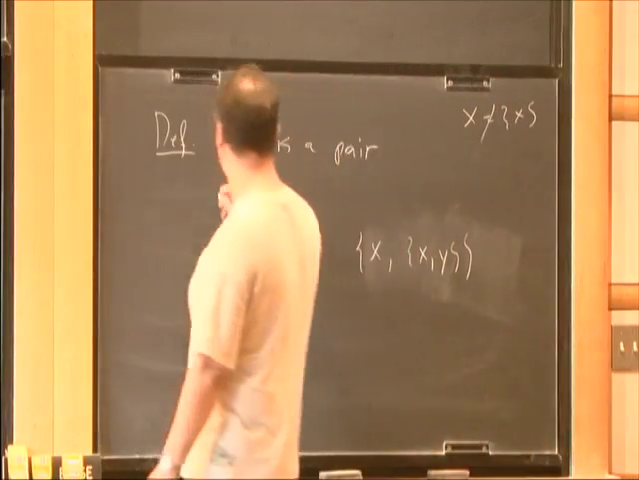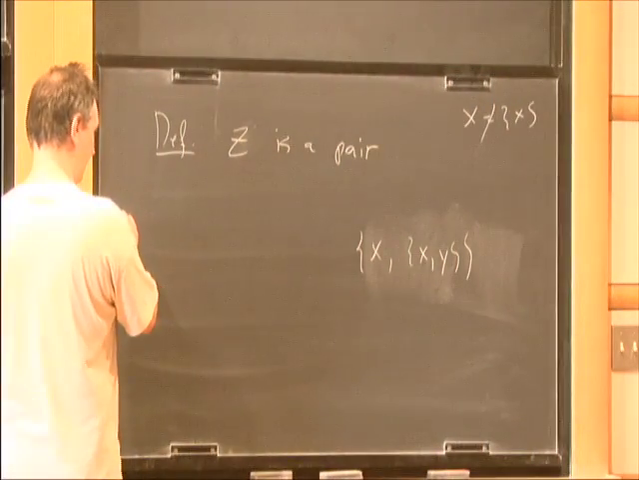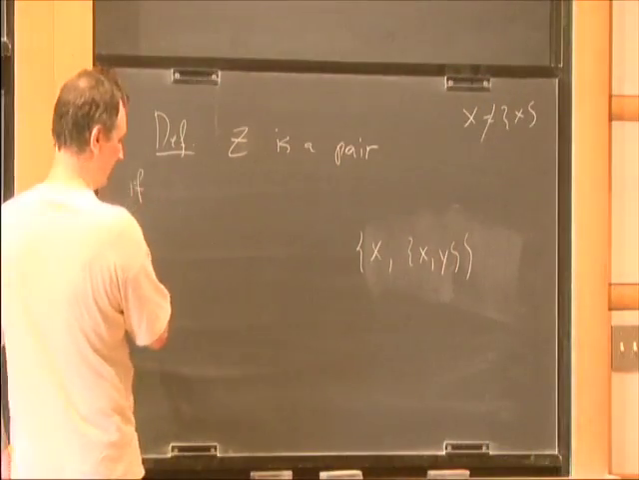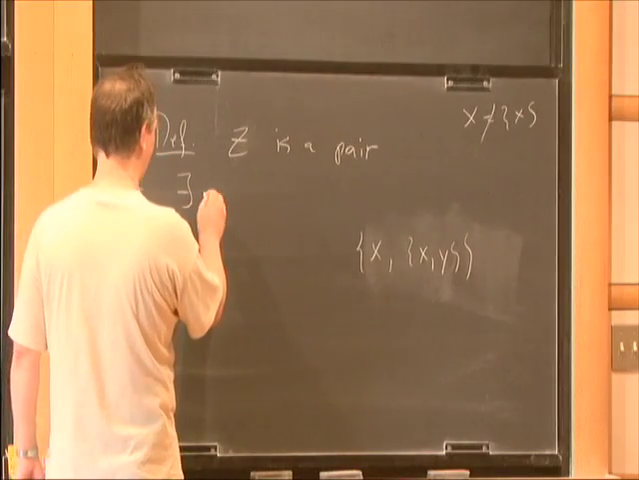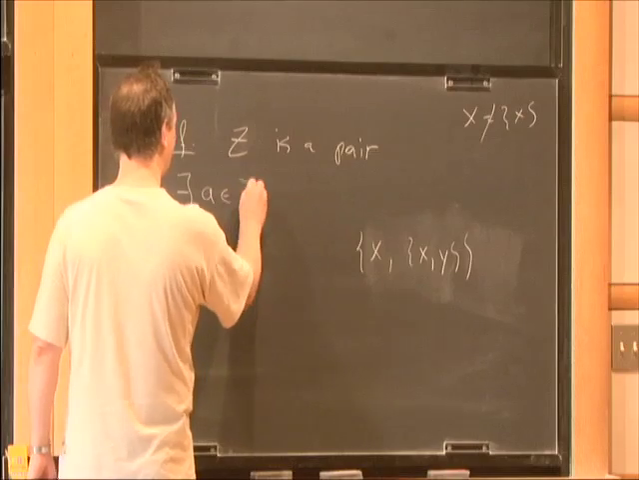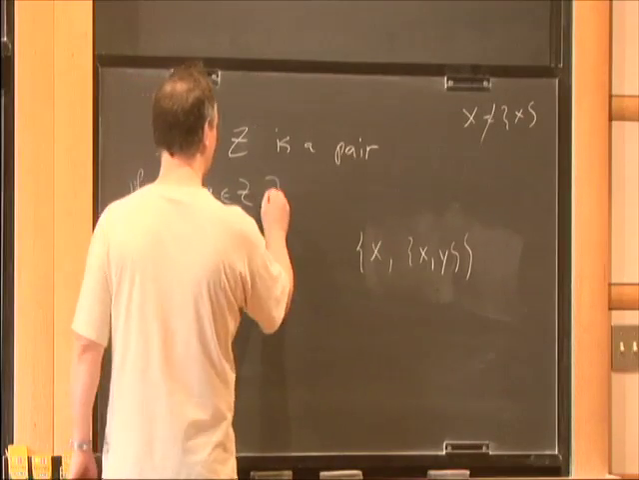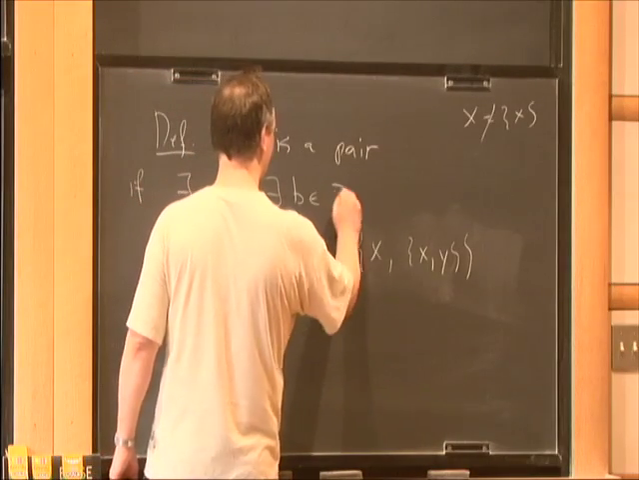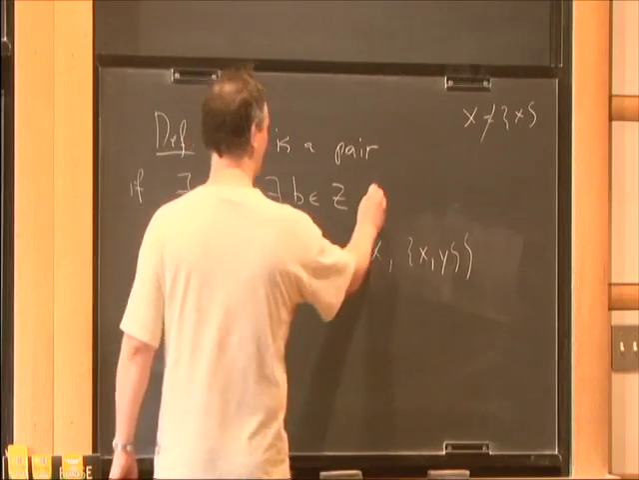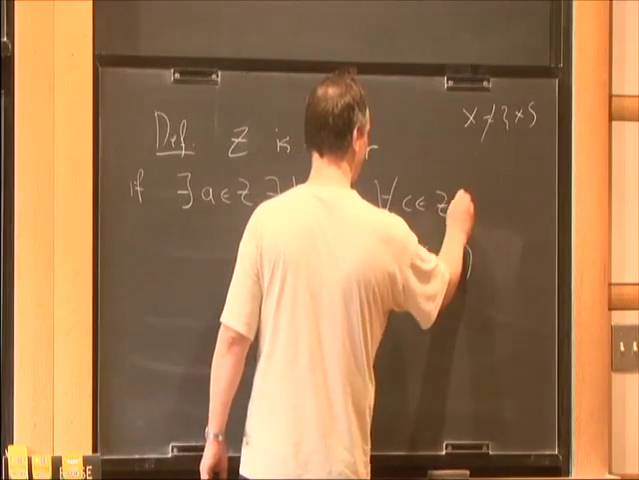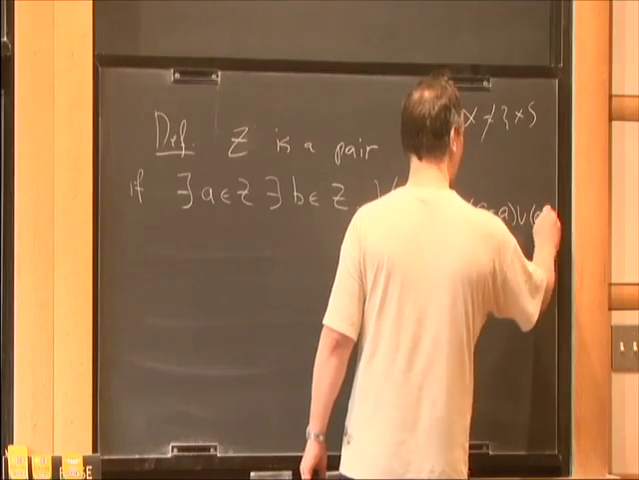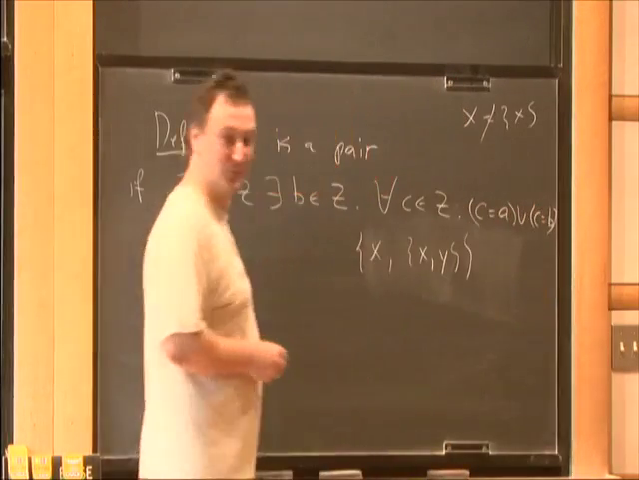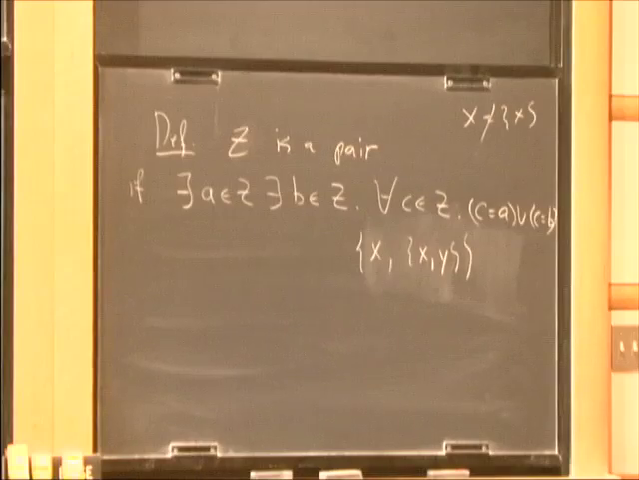A pair is a set Z such that there exists A in Z, there exists B in Z, such that for all C in Z, C equals A or C equals B. That would be a definition of a set with two elements.